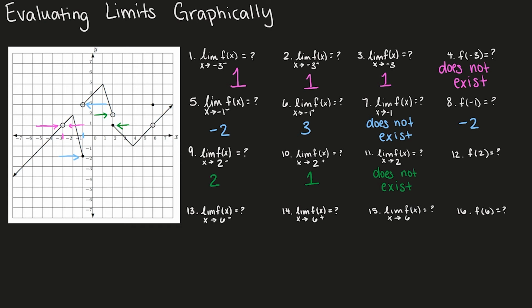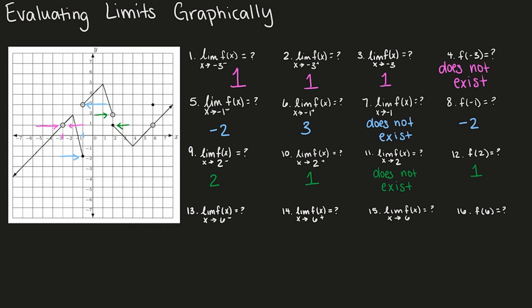Last, we have the value of f of x at x equals 2, or f of 2, which is going to be +1 because we have a solid dot where the value at 2 is for the y value of 1. Wherever we have that solid point means that value exists, so f of 2 is 1.